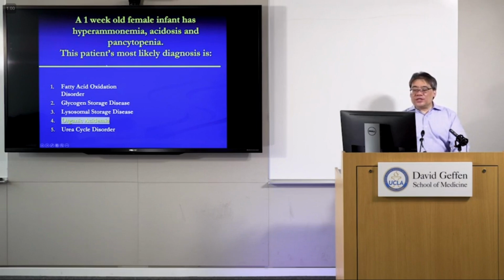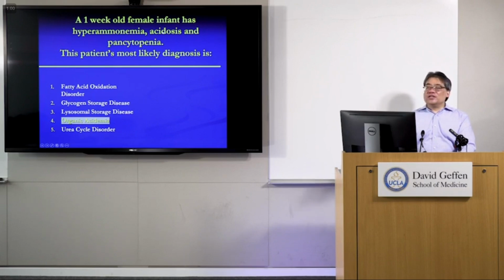So the answer to this is organic acidemia. So we went over urea cycle disorders. So you know that urea cycle disorders, they don't give you acidosis. Could you have sepsis and a urea cycle disorder? Yes, but we're not going to get that complicated. This is things that are just due to the disorder. So lysosomal storage diseases, glycogen storage diseases don't cause increased ammonia, and fatty acid oxidation disorders will cause hypoglycemia in addition, and won't cause all these other abnormalities. So this is an organic acidemia.